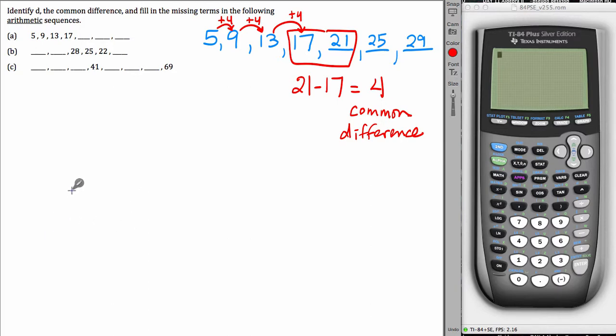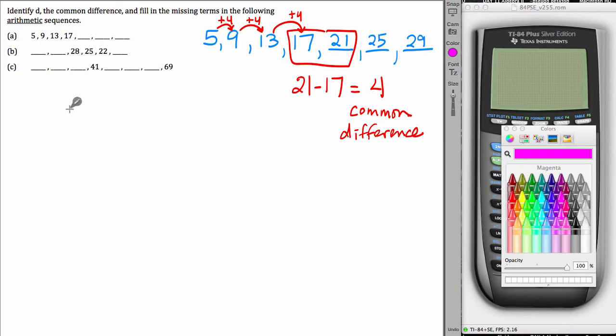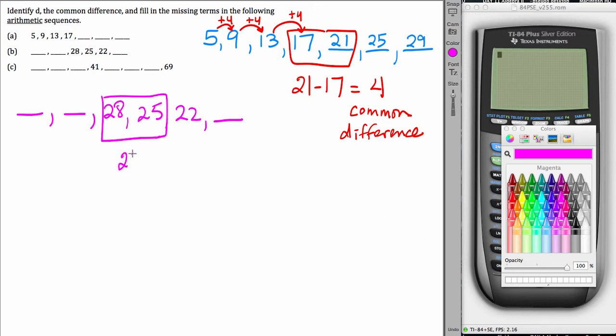Now let's move on to B. B states blank, blank, 28, 25, 22, blank. Now, using that same idea as previously, if you take two adjacent terms, take the later term, in this case 25, and subtract the earlier term 28, this time we get -3. And that's interesting. Oh, I get it.